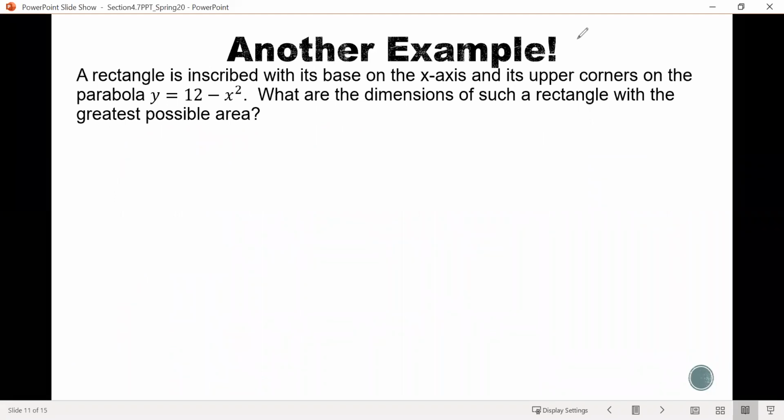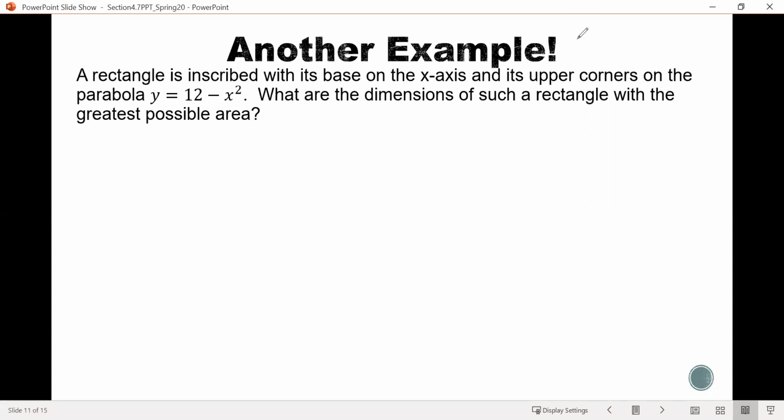So this one, for those of you who have taken Math 141 at Pierce, this problem might look kind of familiar. And if you'll remember, when you did it in 141, we had to use graphs to figure this out. But now we have this added tool of calculus we can use. Okay, so here's the situation. We have a rectangle that's inscribed with its base on the x-axis and its upper corners on the parabola y equals 12 minus x squared. We want to know what the dimensions of such a rectangle are with the greatest possible area.